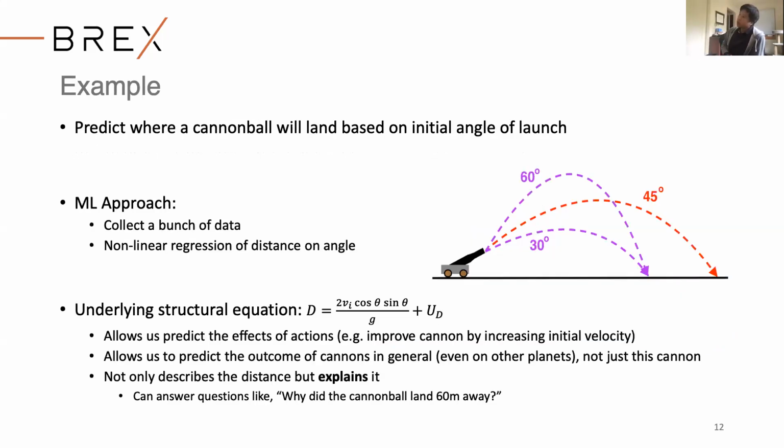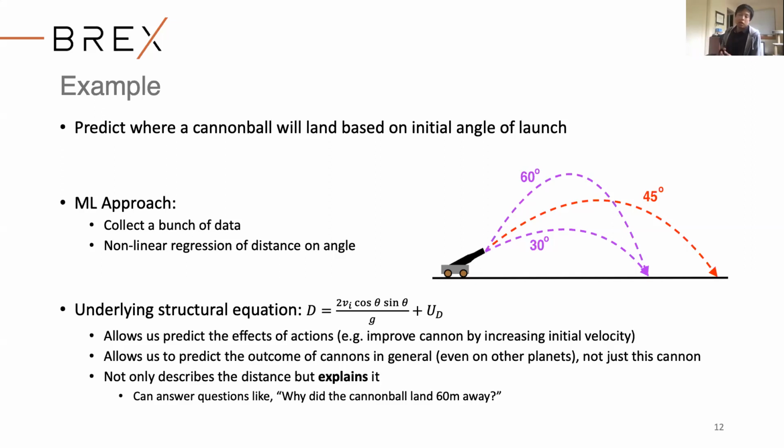Okay. So to make this a little bit more concrete, I'll go through an example where, suppose we want to predict where a cannonball will land based on the initial angle of launch. So the typical machine learning approach here would be to collect a bunch of data where you have different angles at which the cannonball was launched initially. You have different speeds for that. Then you collect the data and see how far that cannonball flew before it landed.